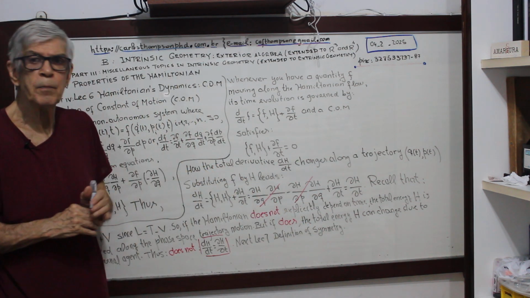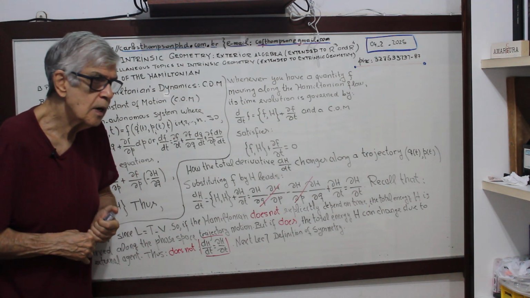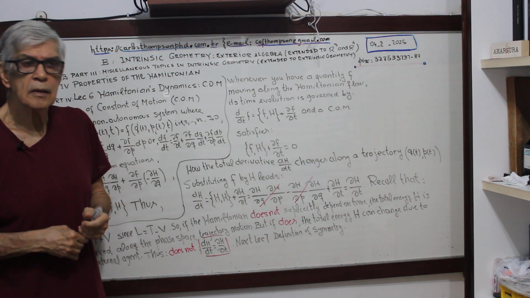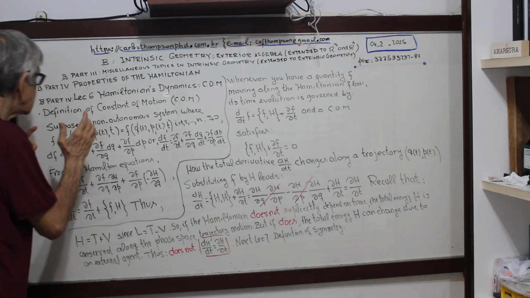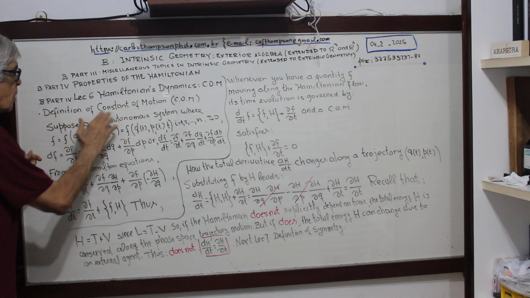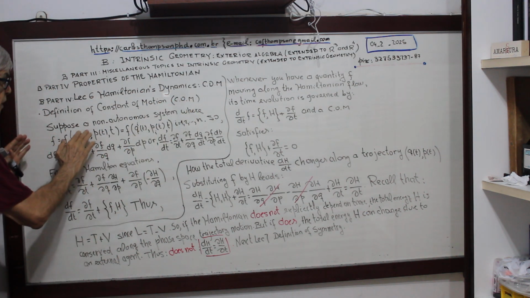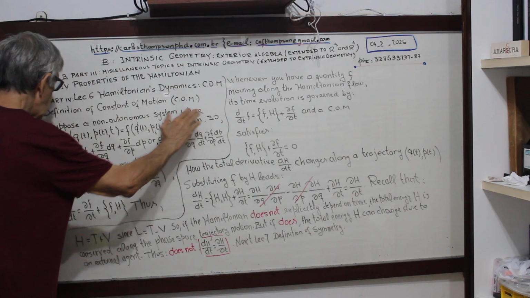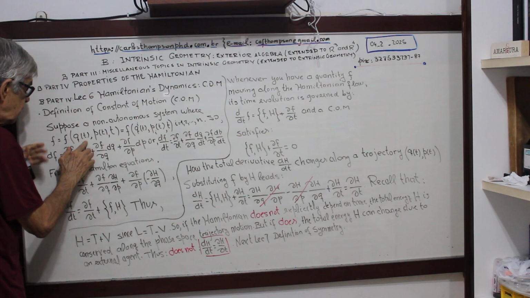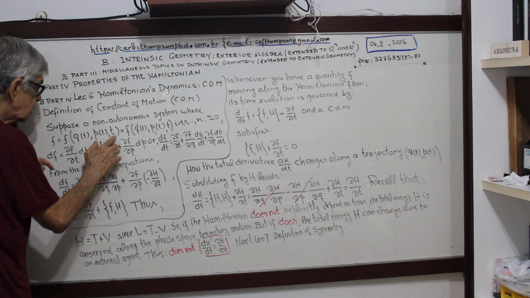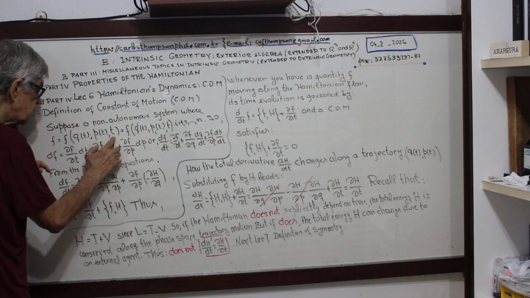are very, very crucial. They play an important role in the areas I mentioned. So let's define a constant of motion, C.O.M. Suppose a non-autonomous system where F is a function of q(t), p(t), and t explicitly. Non-autonomous means explicit time dependence.